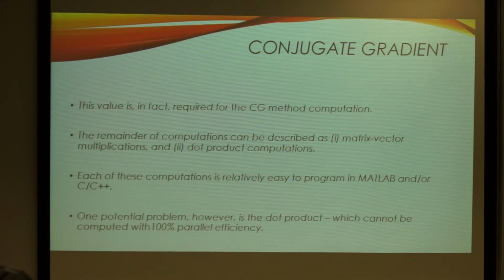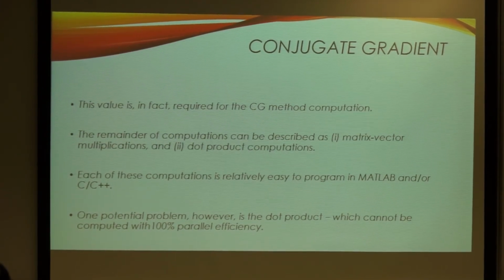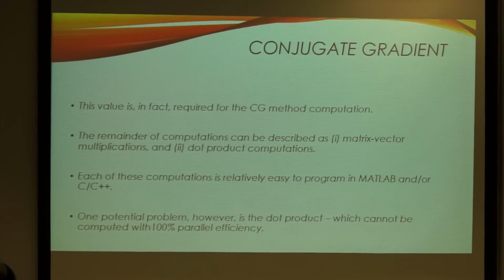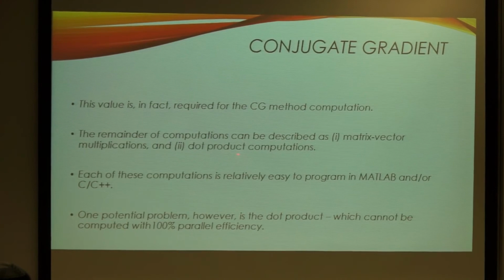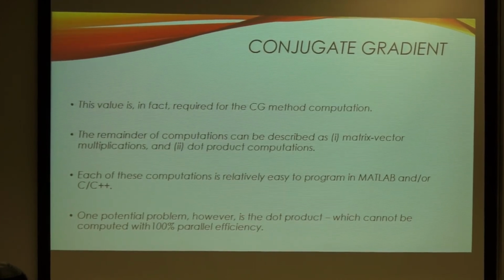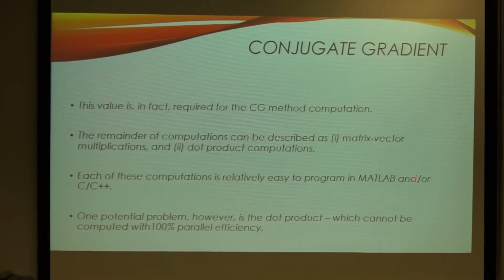Alright, so we need that RTR, the sum of residual squares, to use CG. The remainder of the computations that we use in CG are either matrix vector computations or dot products, just like RTR. Why is that important? A matrix vector calculation is quite easy to program in C, right? Yes, Professor Smith, I can do that. I'm going to do it today. Alright. A dot product computation is also quite easy to write in C.